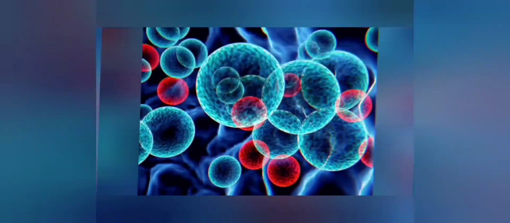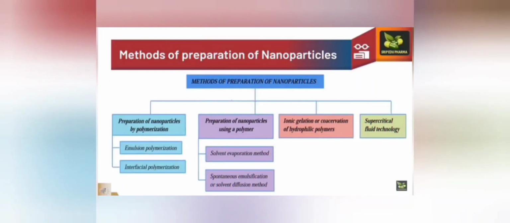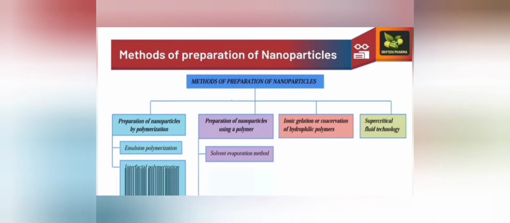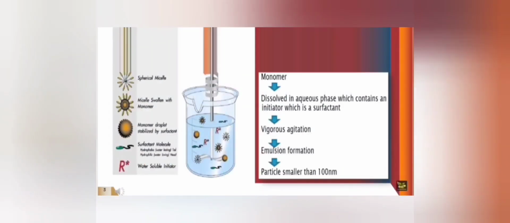I am telling about methods of preparation of nanoparticles. Here I have tried to summarize the different types of methods which we use to prepare nanoparticles. There are different techniques like polymerization, using a polymer, the ionic gelation method, and supercritical fluid technology. There are numerous methods by which we make nanoparticles.